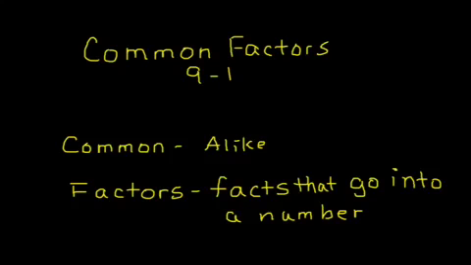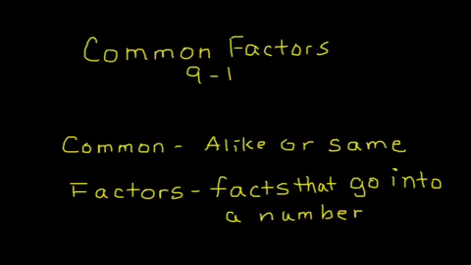There are two words in the phrase common factors. The first one is common. It just means alike, or the same. If you have two numbers that are the same, that are alike, they're considered common numbers.